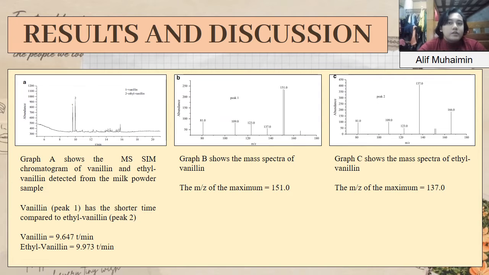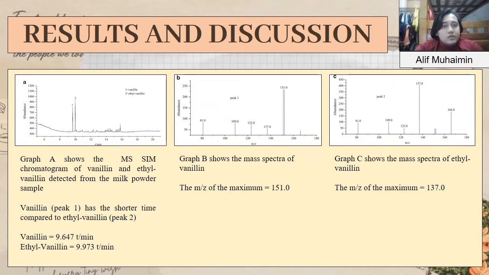Assalamualaikum warahmatullahi wabarakatuh. My name is Muhammad Mu'alif bin Shamsul, and now I will present the results and discussion for GC. There are three graphs here. Graph A shows the MS SIM chromatogram of vanillin and ethyl vanillin detected from the milk powder samples. As you can see from graph A, vanillin, which is peak 1, has a shorter retention time compared to ethyl vanillin, which is peak 2. The retention time of vanillin is 9.647 minutes, while ethyl vanillin is 9.973 minutes.